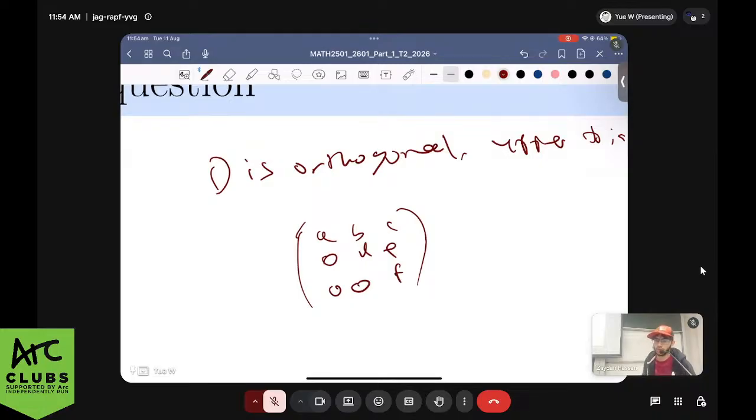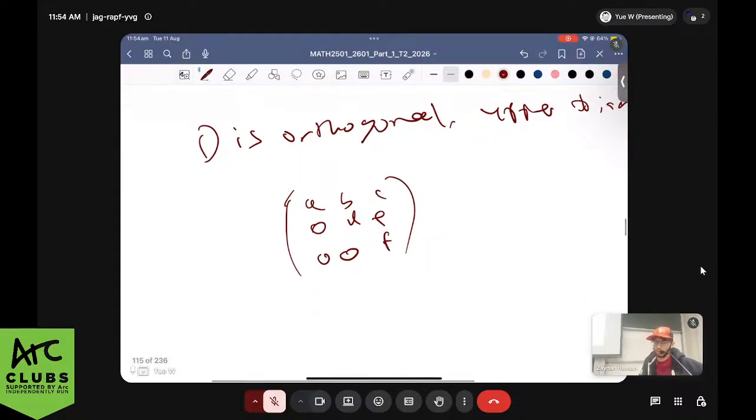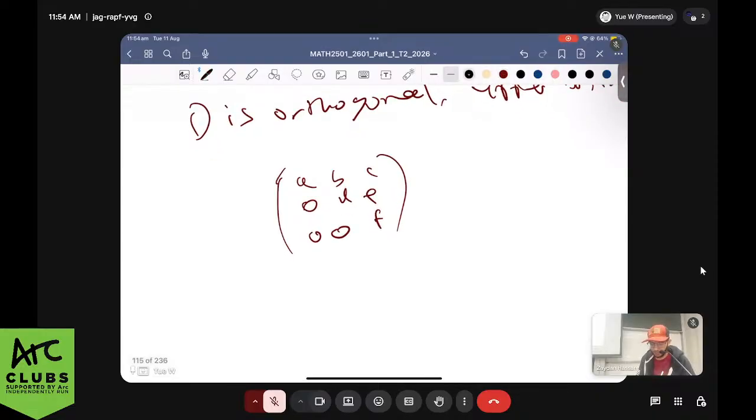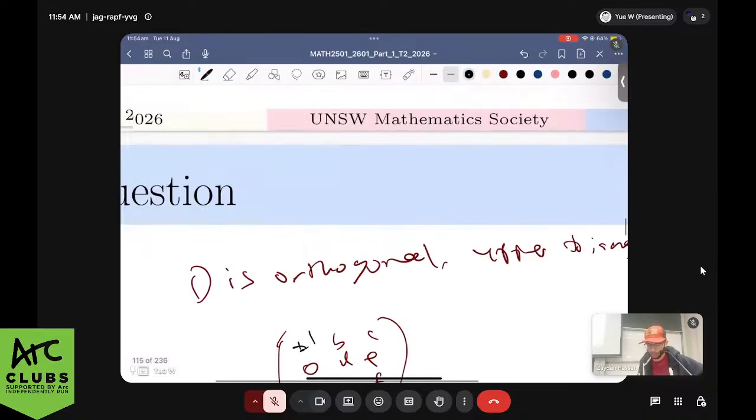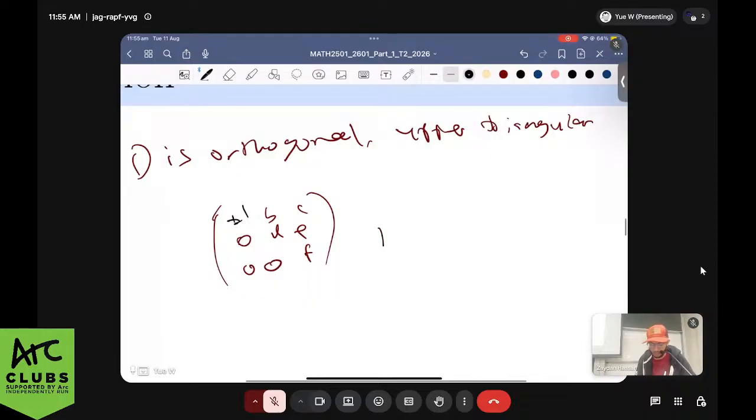If it's also orthogonal, the columns are orthogonal and they're also unit length. An orthogonal matrix means the columns are orthonormal. It's a bit annoying, orthogonal and orthonormal. They should have called it an orthonormal matrix. That's just how it's defined. So the first column is orthonormal, it has unit length. So you can say A equals plus minus 1, right? So this has to be plus minus 1. And that already proves it for the first column. By the way, if you go back to the question, it's proving this is true for all columns. So that already proves that DE1 equals plus minus E1.